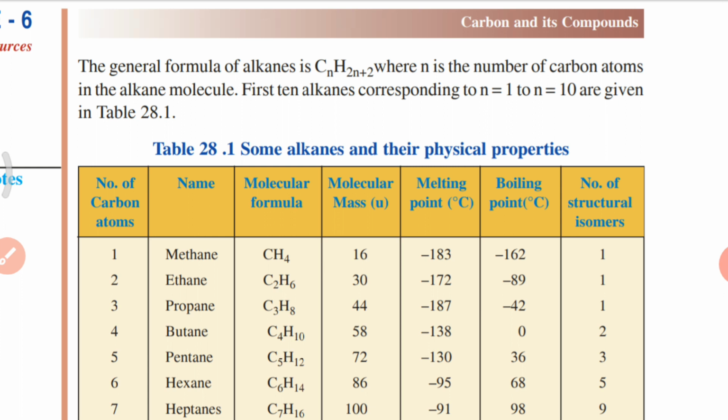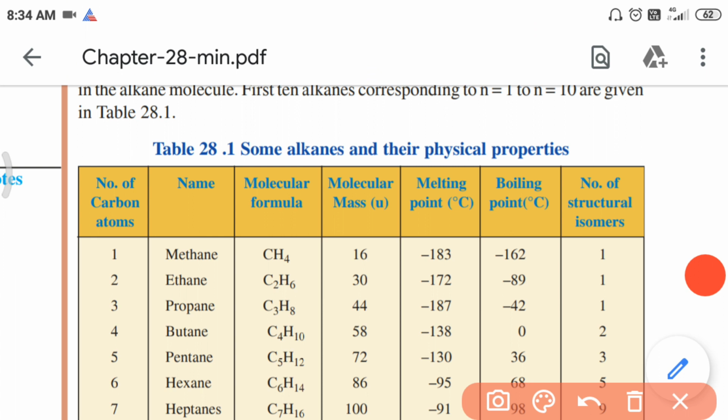The general formula for alkanes is CnH2n+2, where n is the number of carbon atoms in the alkane molecule. We can see the list of the first 10 carbon compounds. The first one is methane. The second one is ethane. We can just take ethane for studying CnH2n+2. For ethane, the chemical formula is C2H6.